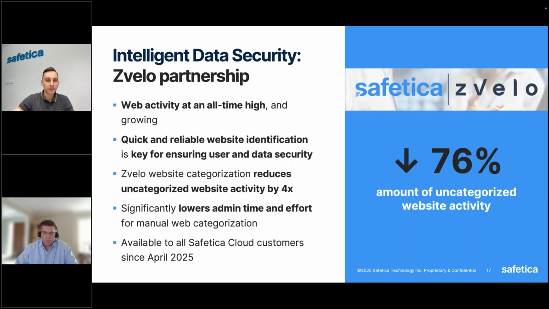And moving forward, another great improvement of the product that we've done in the past 2 months is our partnership, or the new technology that this partnership ensured. It's our Zvelo partnership, which ensured a new web categorization technology. And now our categorization technology of websites is 4 times better than it was before, and we can see a 76% decrease in the amount of uncategorized website activity.